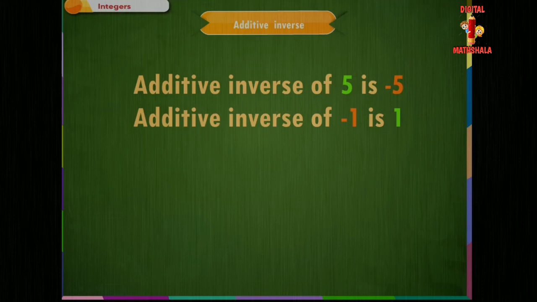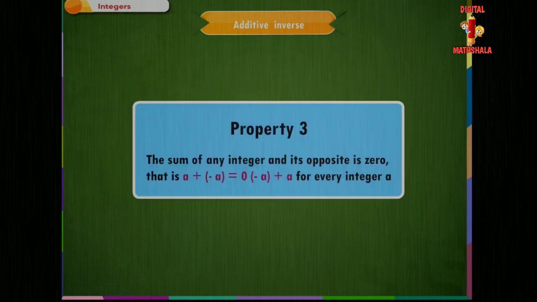If we generalize this, we get property 3, which says the sum of any integer and its opposite is 0. That is, a plus minus a is equal to 0, which equals minus a plus a, for every integer a. Here, minus a is called the additive inverse of a.